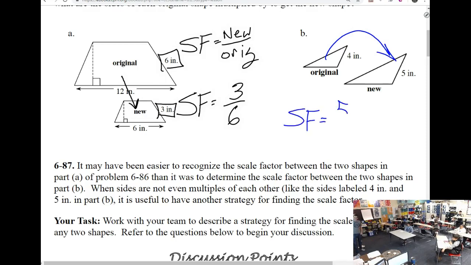1.25. Yeah, because we compare the 5 side to the 4 side, they correspond. And if we reduce that out, or not really reduce it, but simplify it to a decimal, it's 1 1/4, right? 1.25. And so there were no changes.